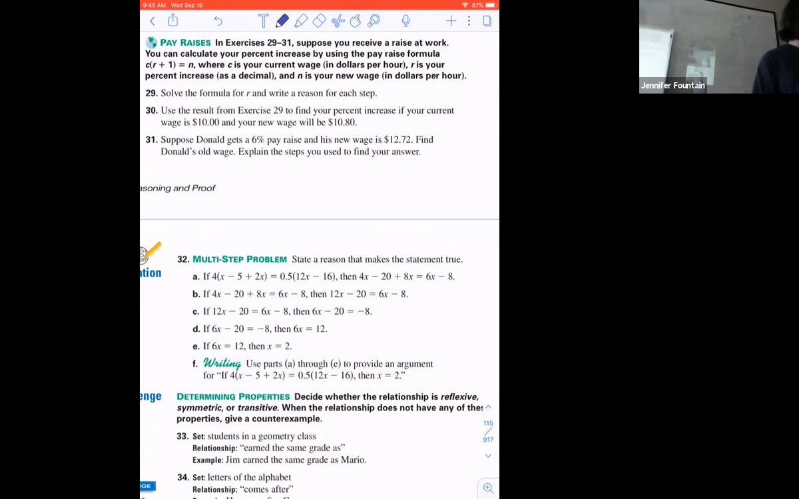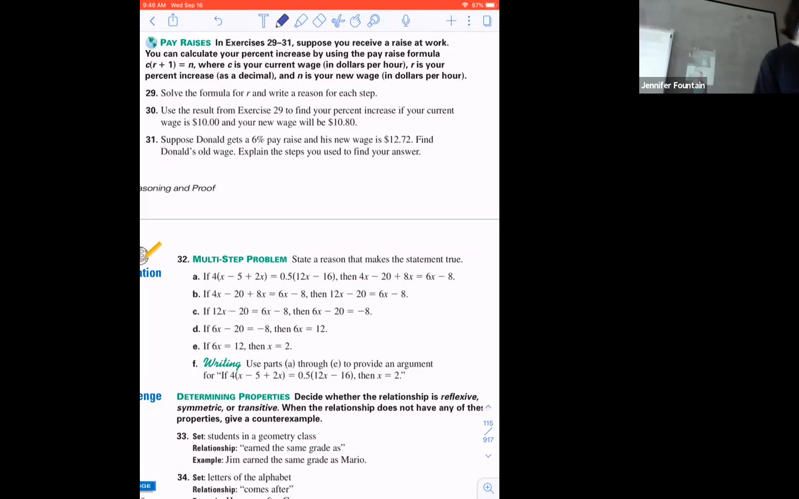What do you have to do on the left-hand side? We see a number outside of parentheses. What is that? Distributive property. B, if 4x minus 20 plus 8x equals 6x minus 8, then 12x minus 20 equals 6x minus 8.